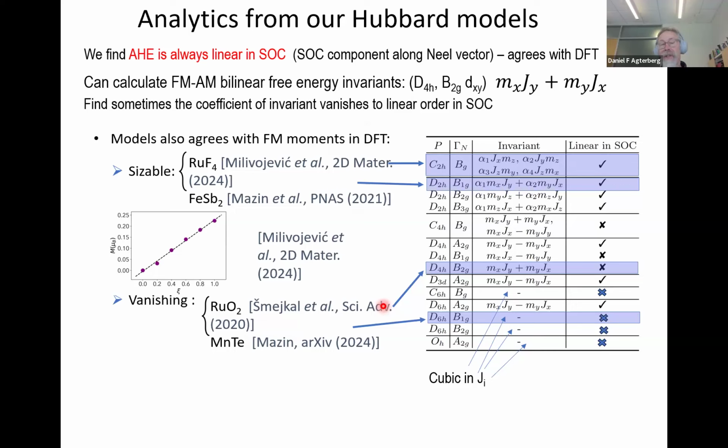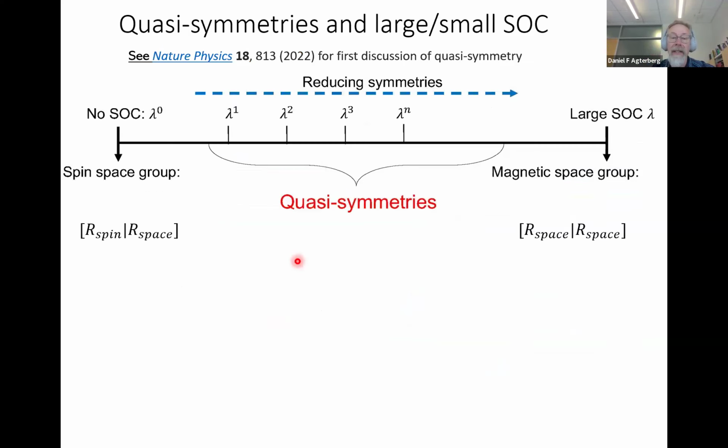And so this suggests to us that there must be some deeper reason for why this happens, because the DFT results, of course, contain many more bands than our two-band model results. All right, and so we thought about this, and we realized the explanation is buried in a notion that we borrowed from another context called quasi-symmetries. And so let me explain what I mean by quasi-symmetries and how it can explain why sometimes we get small moments and why sometimes we get large moments.